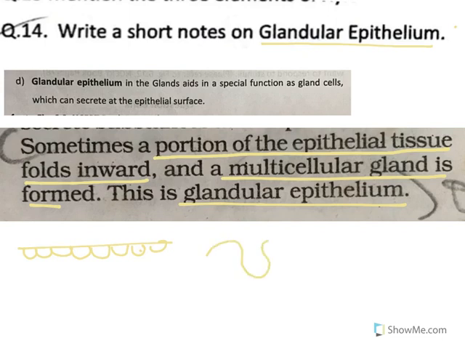This glandular epithelium sometimes folds inwards. I've shown it in the explanation. And this folded inward epithelium is called glandular, and this glandular epithelium then secretes some enzymes, so it would secrete some hormones, and it is called glandular epithelium. So when the epithelium tissue folds inwards, a multicellular gland is formed. This is the gland that is formed. This is called the glandular epithelium.